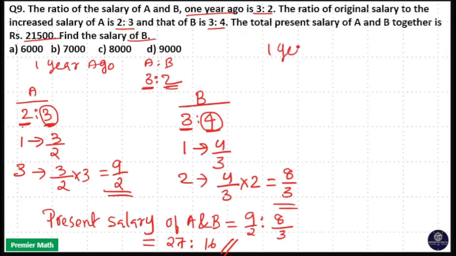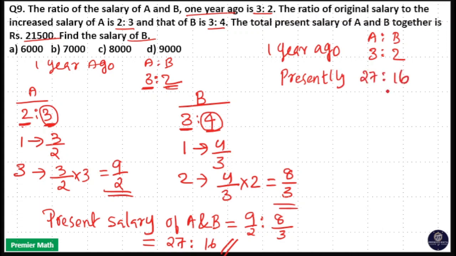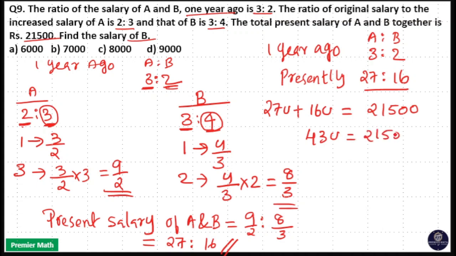So 1 year ago salary of A and B was 3:2. Presently salary of A and B is 27:16. Here, present salary of A and B together is 21,500. That is 27 unit plus 16 unit. 27 unit plus 16 unit is equal to 21,500. That is 43 unit is equal to 21,500.